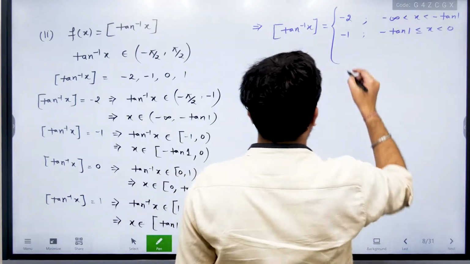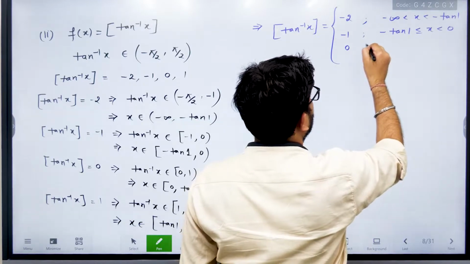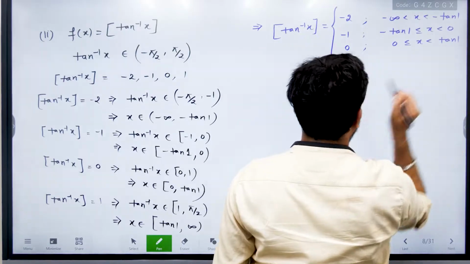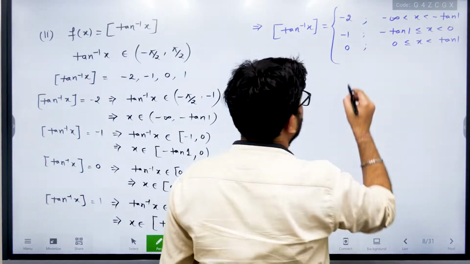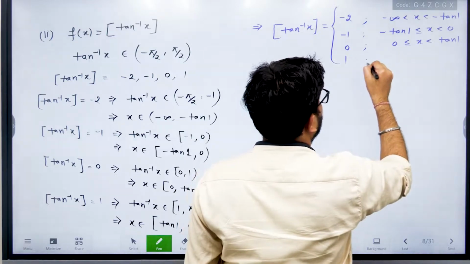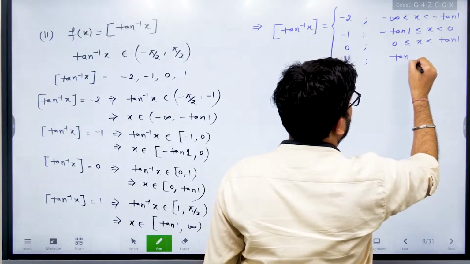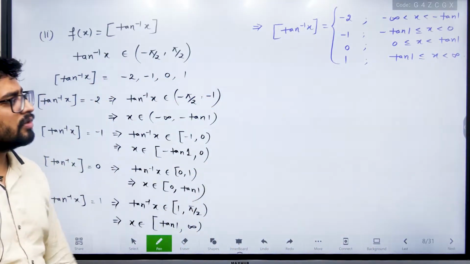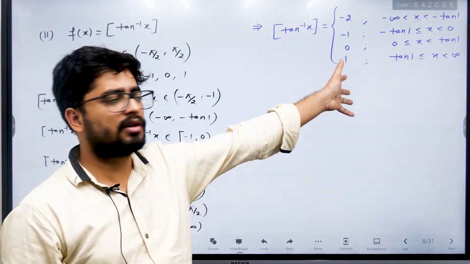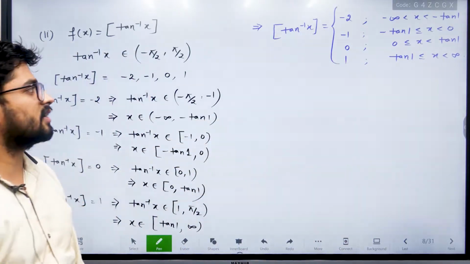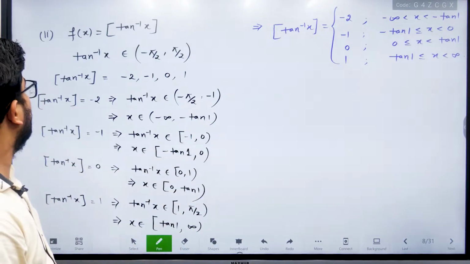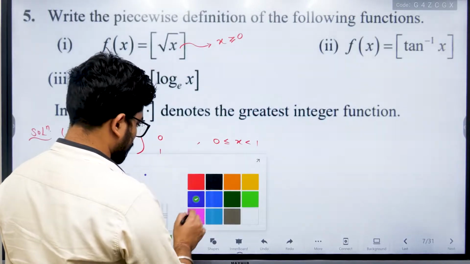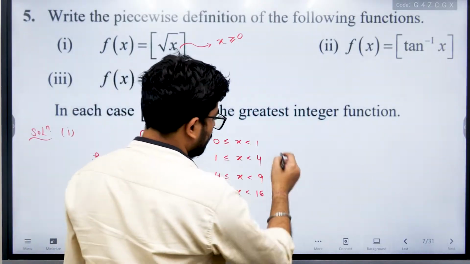Okay, and 0 from 0 to tan 1, and from tan 1 to infinity the value is 1. Okay, so this is your piecewise definition for greatest integer of tan inverse x. Okay, now let's do the third part. No problem.